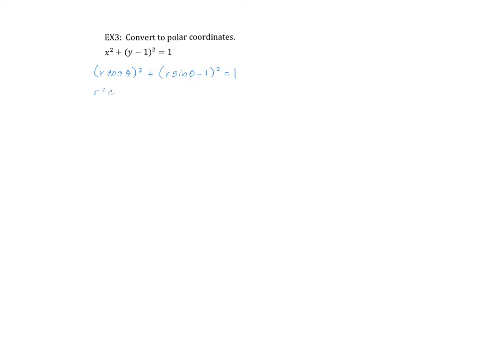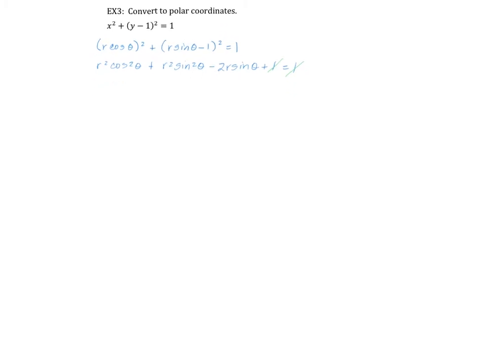I'll have r squared cosine squared theta plus, foiling this out, r squared sine squared theta minus 2r sine theta plus 1 equal to 1. So right away I can see I can subtract 1 from both sides. And then looking at the first two terms, if I factor out the r squared, notice that I'm left over with a cosine squared theta plus a sine squared theta, which I know will just equal 1.